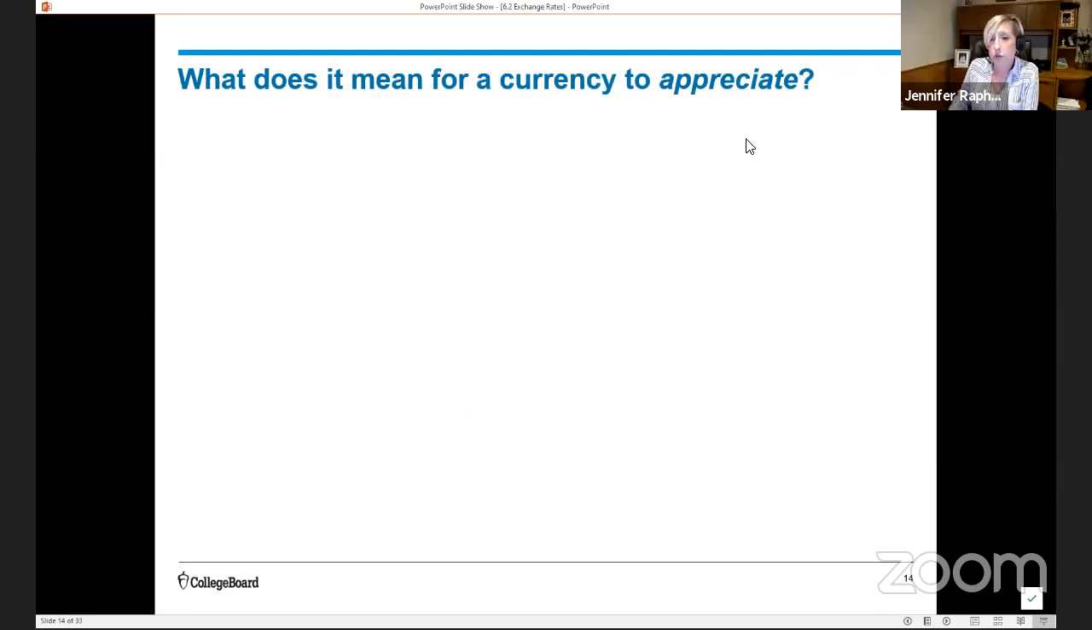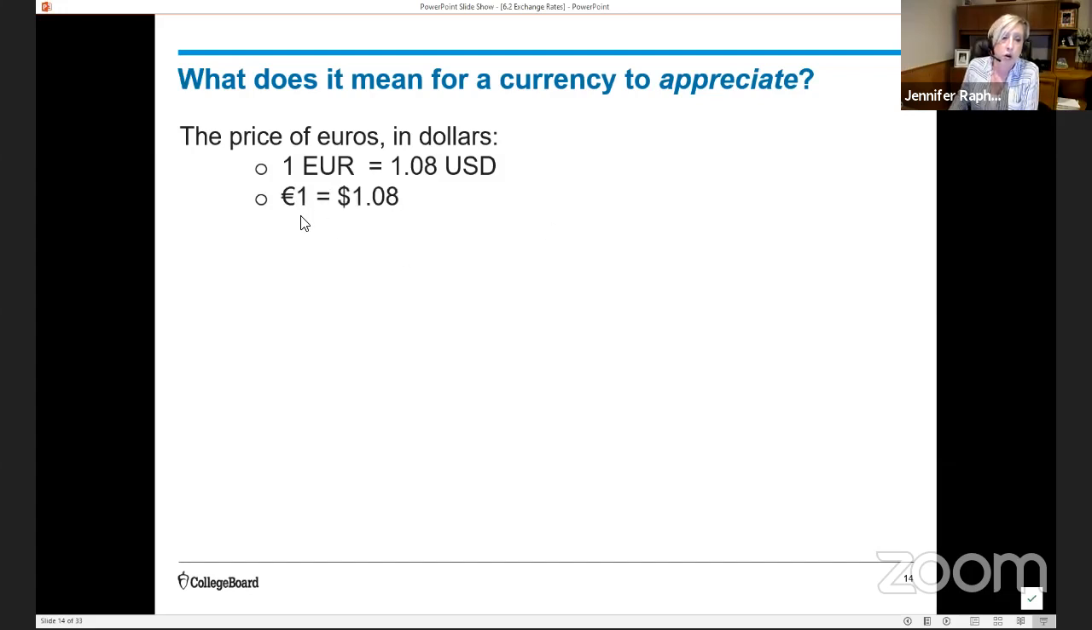All right, so the first thing we want to understand is what it means for a currency to appreciate. So here is our exchange rate, the price of euros in dollars. We can also write that using our signs, right? 1 euro equals $1.08. 1 euro costs $1.08, or $1.08 buys 1 euro. Again, this can be expressed in each of these ways.